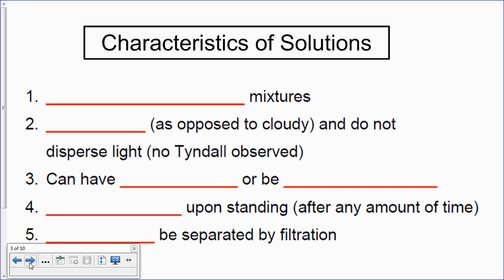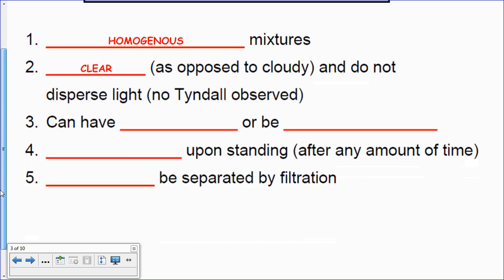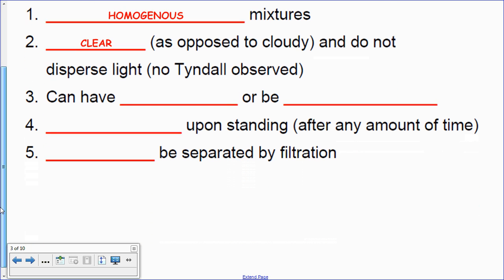Okay, so let's start on page 5 of our lecture here with characteristics of solutions. First of all, solutions are homogeneous mixtures. The heterogeneous ones that we saw before were not solutions, they were colloids or suspensions. Clear as opposed to cloudy, and do not disperse light. There's this thing called the Tyndall effect. I'm going to show you both in our lecture, and I'd love to show you in class as well, but I got to use my lasers, so be prepared.